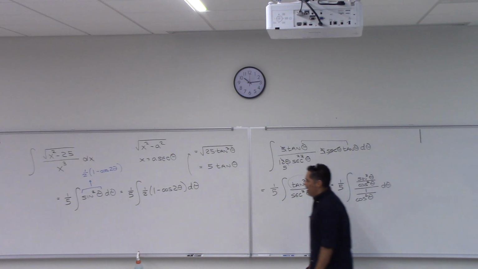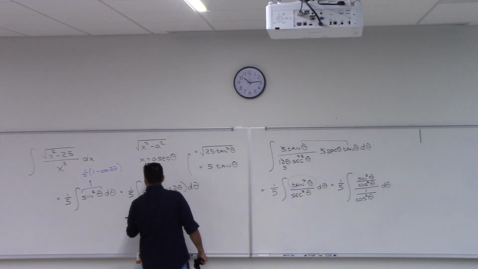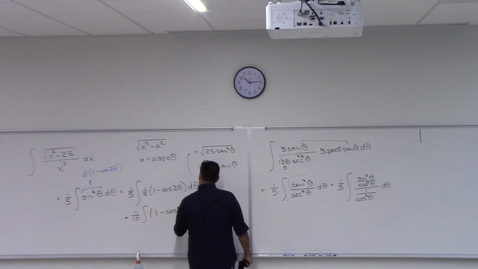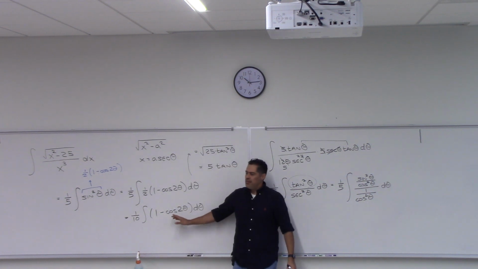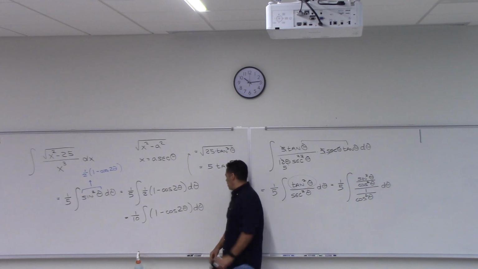Let's go ahead and pull the half out, and it hits the 5th and becomes the 1/10 integral of 1 minus cosine 2 theta, d theta. And now I've got something very nice. I can integrate this and this separately, and I know how to do each of those, right? So let's continue.